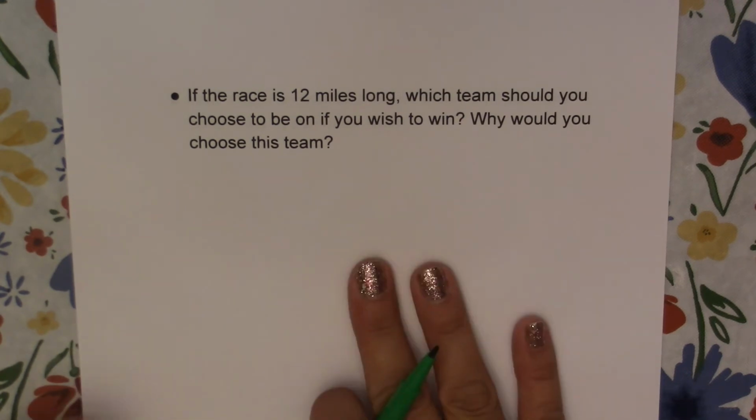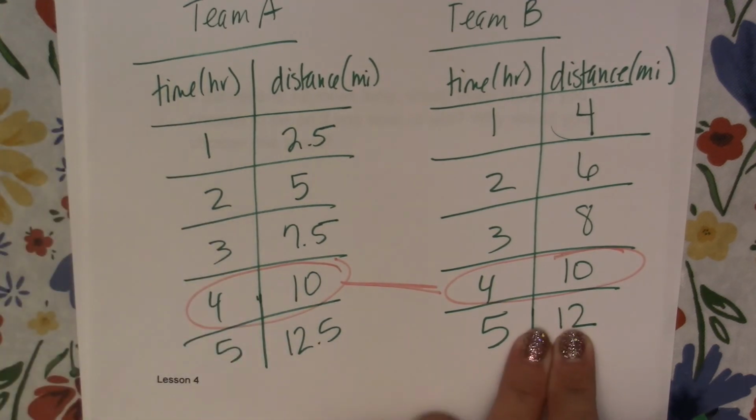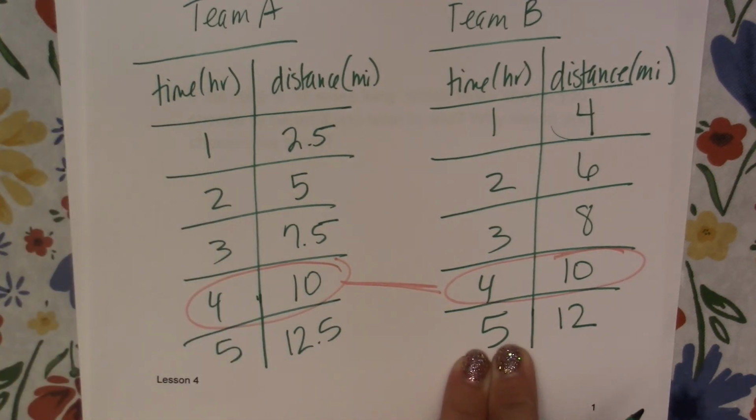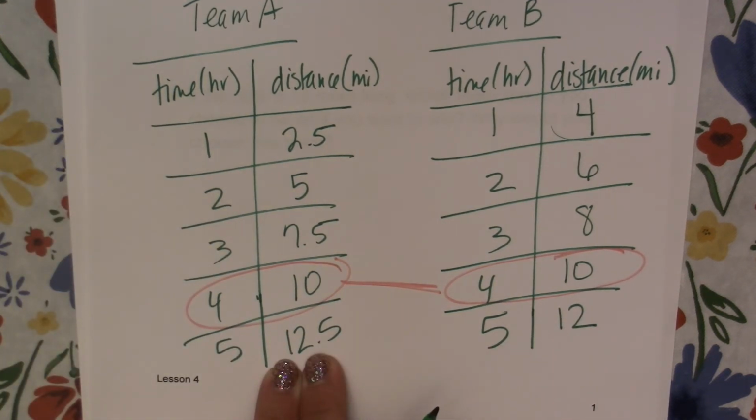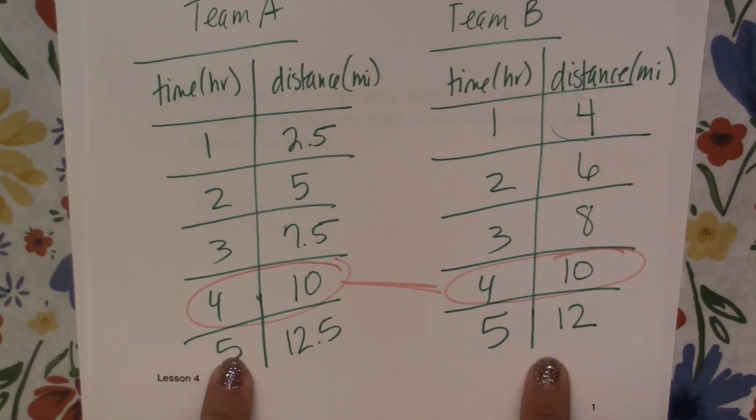If the race is 12 miles long, which team should you choose to be on if you wish to win, and why would you choose this team? So if that race is 12 miles long, I notice Team B, it takes them 5 hours. But Team A is at 12.5 miles at 5 hours. So I would want to be on Team A because we're going to finish just a little bit before Team B.